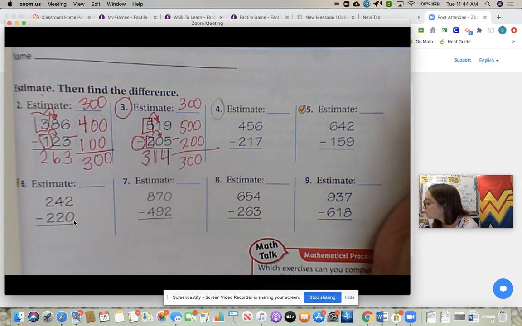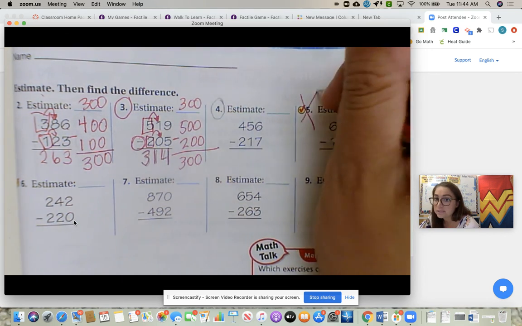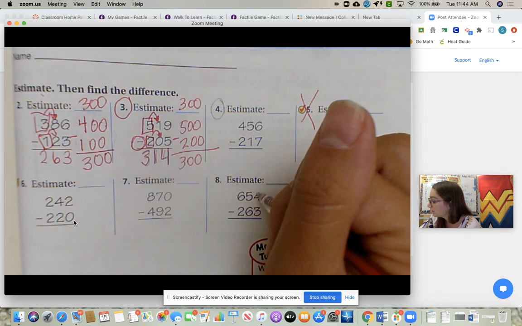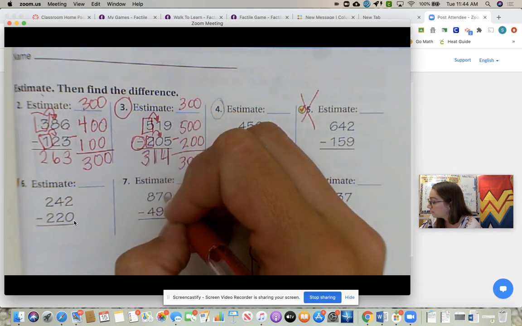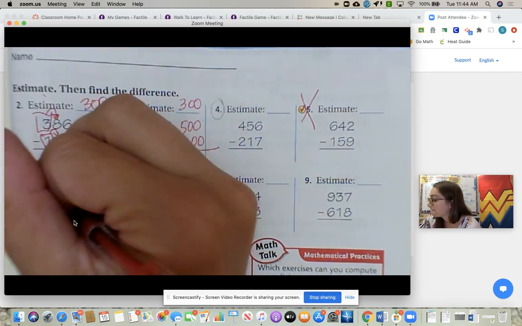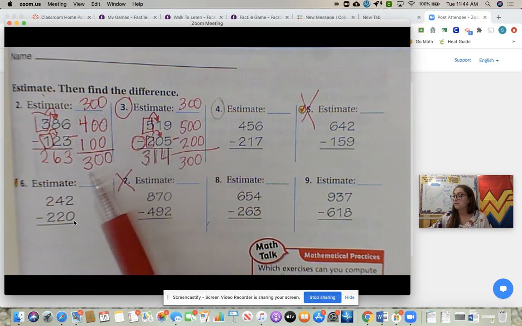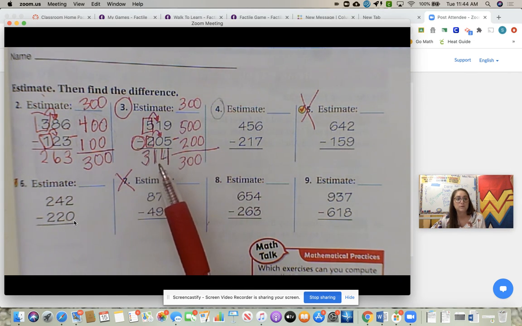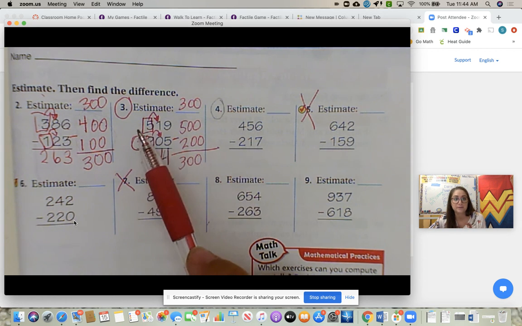Let me make sure. Okay, you can do that one. Don't want to do this yet. Do that one. Do that one. Don't do that one. And you can do that one. Okay, so if you want to practice some of those problems, go ahead. I will review number 3.